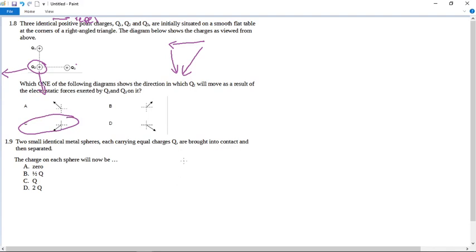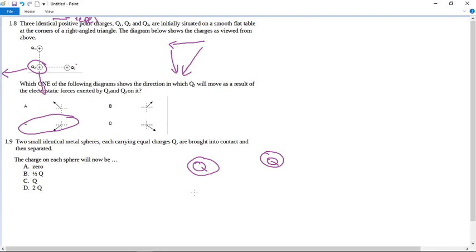Now 1.9, two small identical metal spheres, each carrying a charge Q, are brought into contact and separated. So I've got Q over here, and I've got Q over here, and then I bring them together and separate. What will the charge on each sphere now be?